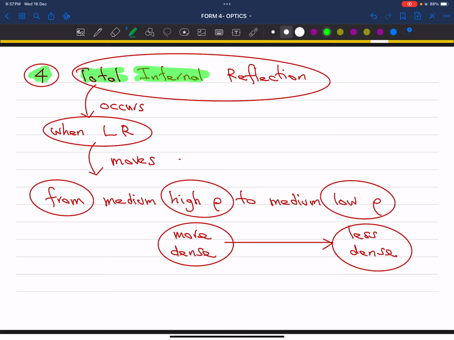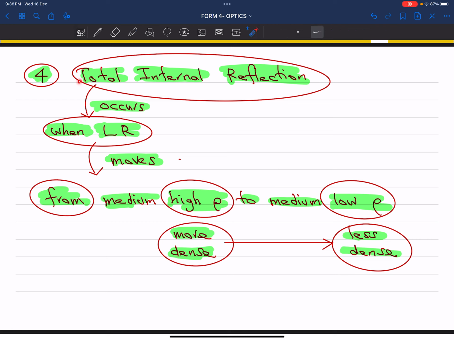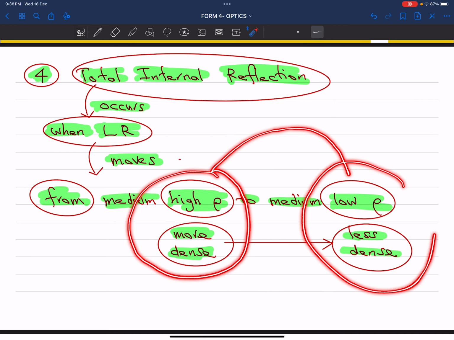total internal reflection. This total internal reflection only occurs when the light ray moves from a medium of high density, that is more dense, to a medium of low density, that is less dense. So remember, total internal reflection will occur when the light ray moves from high density, more dense, to low density, less dense.